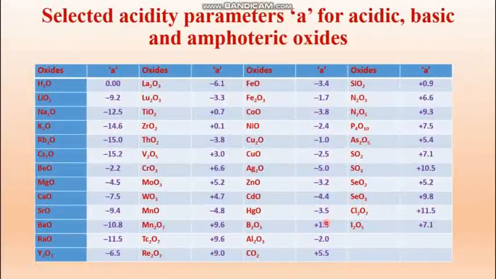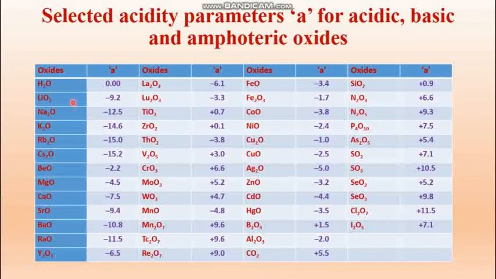Now have a look at the acidity parameters A for acidic, basic and amphoteric oxides. Water has been arbitrarily taken as 0, and now preliminarily the alkali metals. So the oxides of the alkali metals: lithium oxide, sodium oxide, K2O, Rb2O, cesium oxide. The lithium oxide has been misspelled here; this should be Li2O. Look, the more basic the oxide, the more negative is the value.